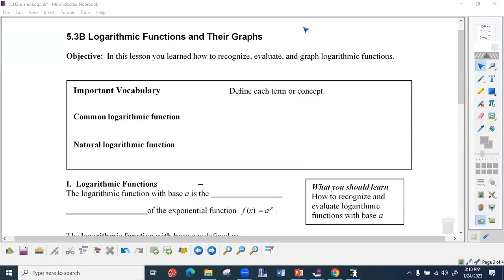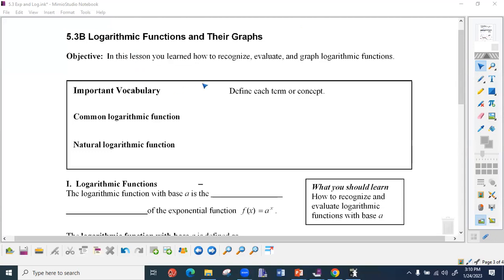Here we go. 5.3b, logarithmic functions and their graphs. So yesterday we talked about exponentials. Today we're talking about logarithmics. Okay, logs. They go hand in hand. So there are different types of logs. First, we're going to define our common log.